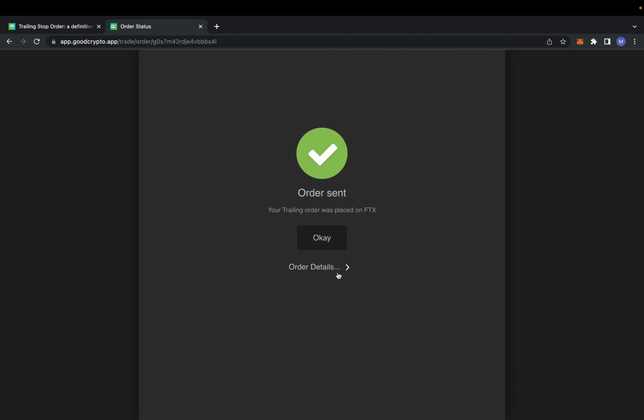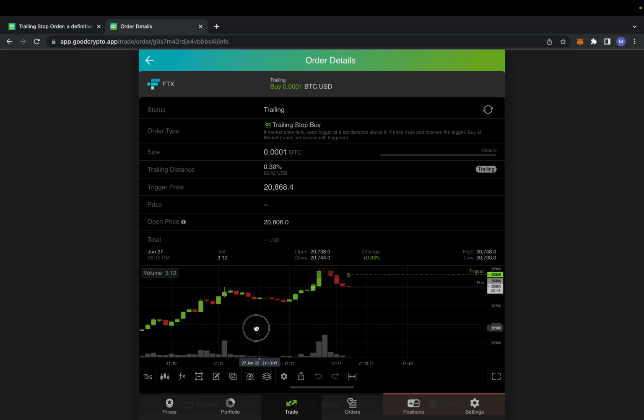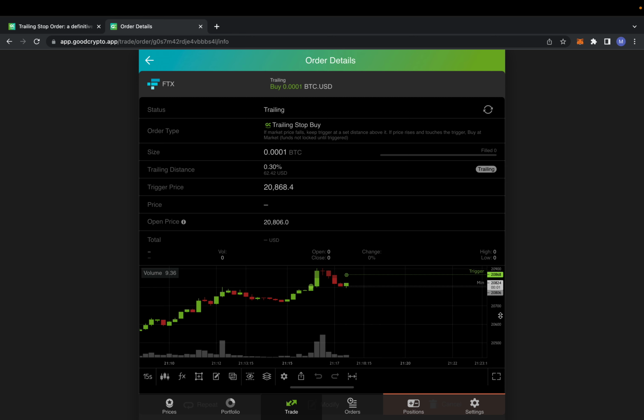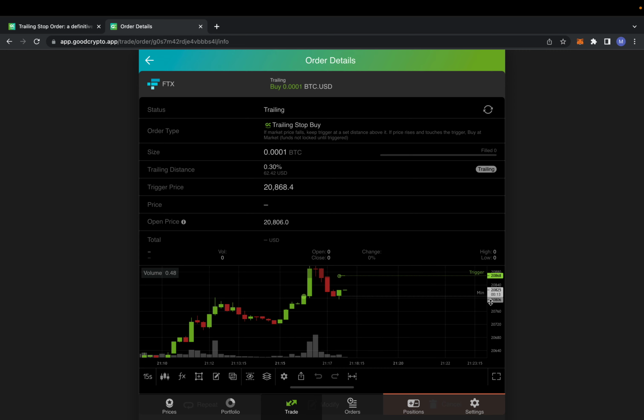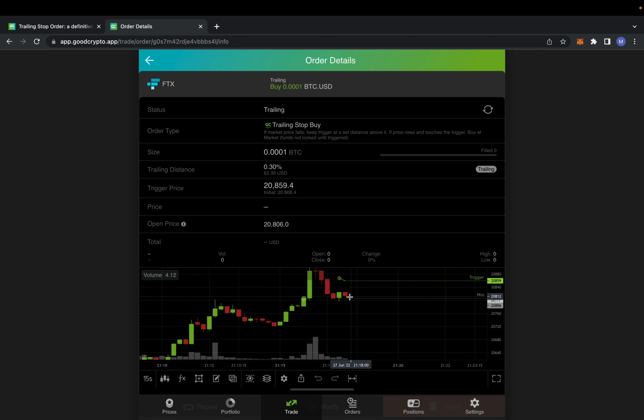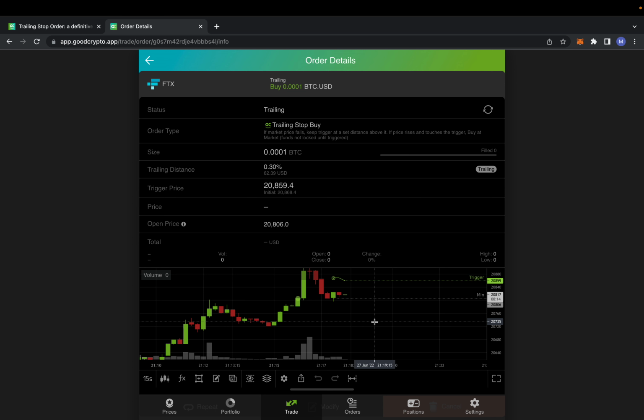So that's a trailing buy order. So what's going on here? That's where the price was when we sent the order. We're trying to buy. That's where the trigger is. You remember from the video, if the price moves lower, then the trigger will follow it, right? So it will stay at the same trailing distance, the chosen trailing distance. So you see here the price is moving lower, and you see what's happening to the trigger. The trigger is moving lower as well.